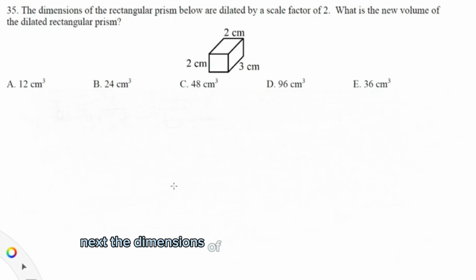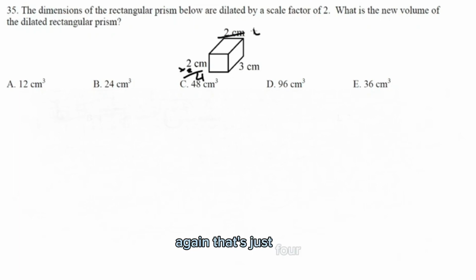Next, the dimensions of the rectangular prism below are dilated by a scale factor of 2. What is the new volume of the dilated rectangular prism? Alright, so all we have to do is multiply each of these dimensions by 2. So 2 times 2 is 4. 2 times 2 again, that's just 4. And 3 times 2 is 6. So now we have 4 by 4 by 6.